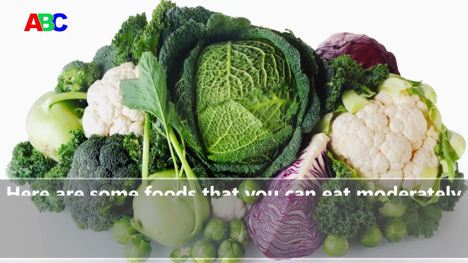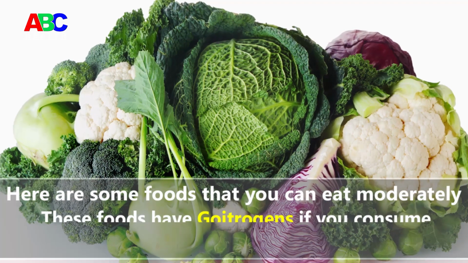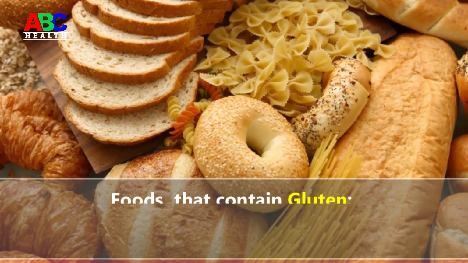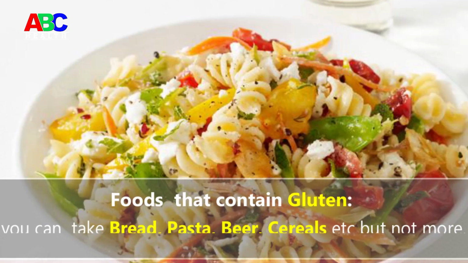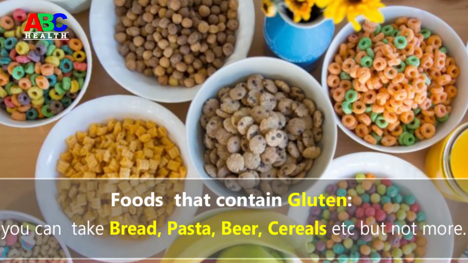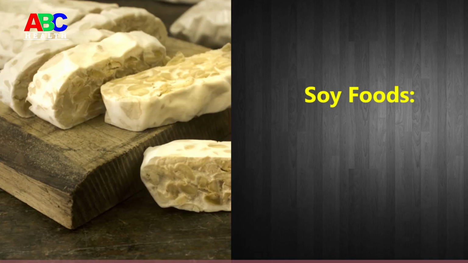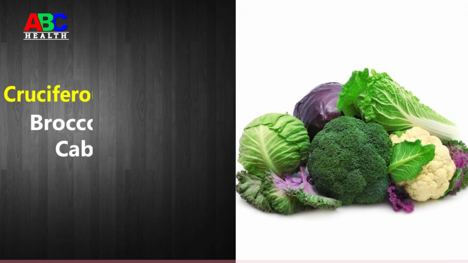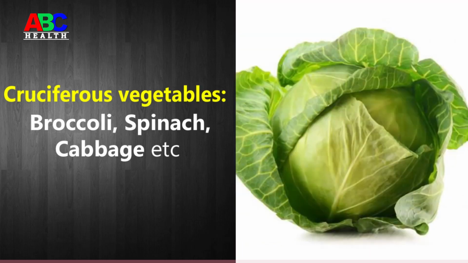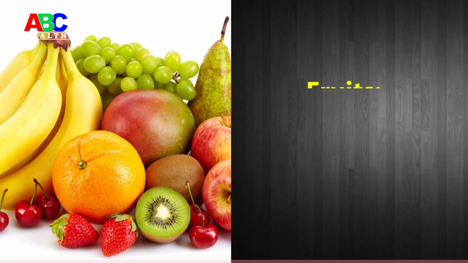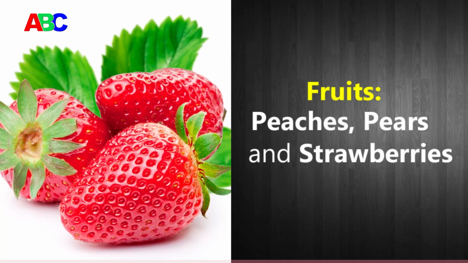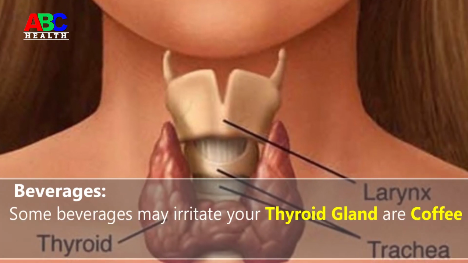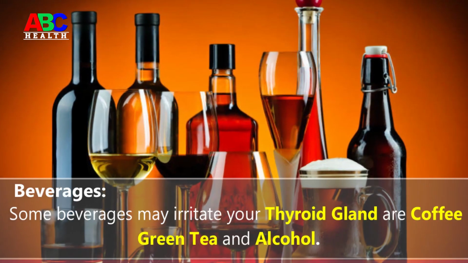Here are some foods that you can eat moderately. These foods have goitrogens, so consume them only in moderate amounts. Foods that contain gluten. You can take bread, pasta, beer, cereals, etc., but not more. Soy foods: tempeh, edamame beans, soy milk, etc. Cruciferous vegetables: broccoli, spinach, cabbage, etc. Fruits: peaches, pears and strawberries. Beverages. Some beverages may irritate your thyroid gland, such as coffee, green tea and alcohol.